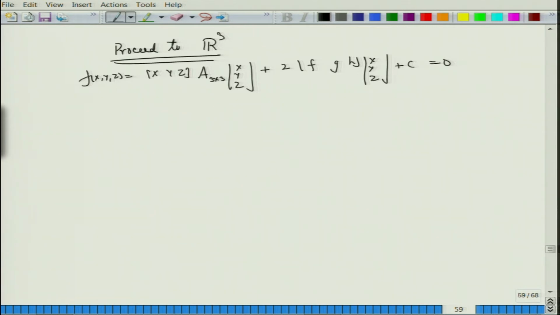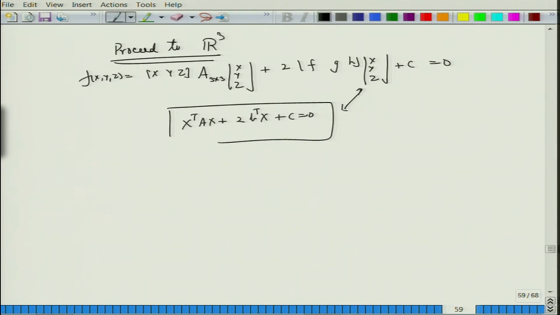So, the form will remain the same. Earlier the form was, recall, x transpose A x plus a vector B transpose x, which is B here, plus C equal to 0. Fine. I also have the same form here itself. In 4 dimension also, or 5 dimension, whatever dimension you want to understand, the expression will be similar in nature. For each one of them you are supposed to look at just this part.